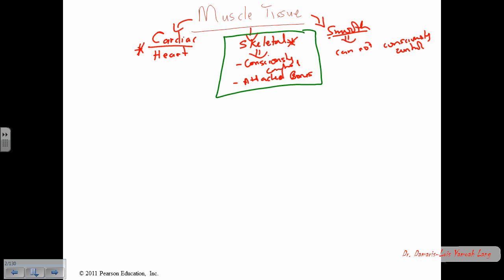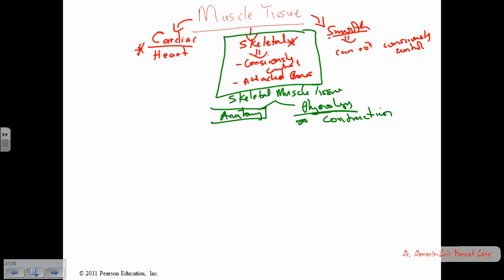That's what we are going to concentrate on, the skeletal muscle tissue. We are going to look at the anatomy and the physiology. For the physiology component, you are going to concentrate more on how the muscle contracts. The anatomy part is how does the muscle tissue look, and how was it formed?